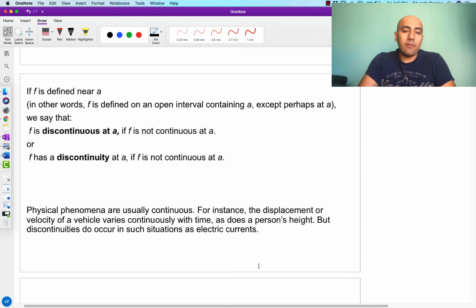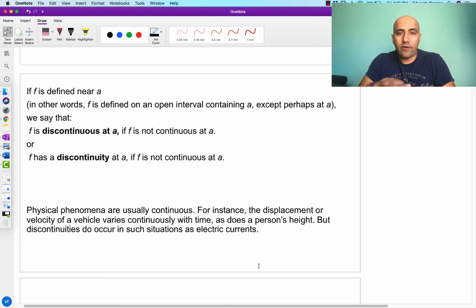Physical phenomena are usually continuous. For instance, the displacement or velocity of a vehicle varies continuously with time. So really anything involving time is going to result in continuous functions. Take a person's height, from being a baby up to adulthood. There's a smooth continuous graph displaying their height.